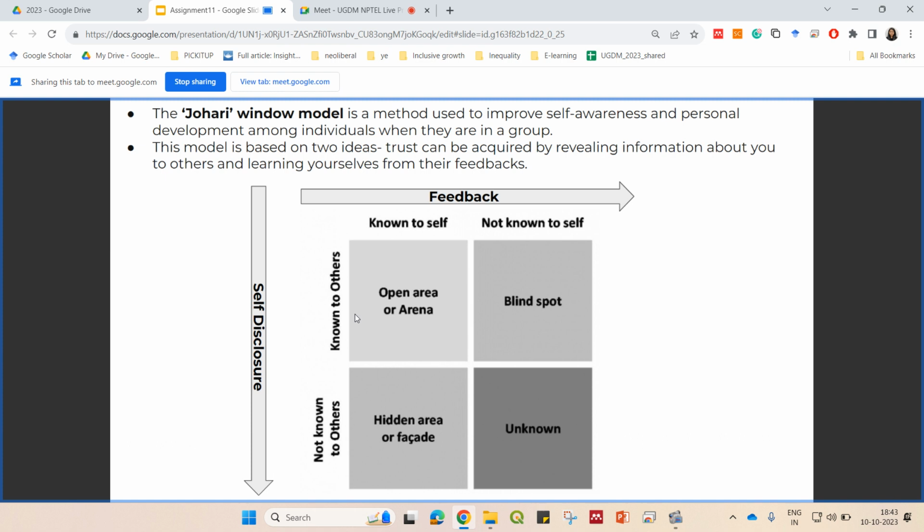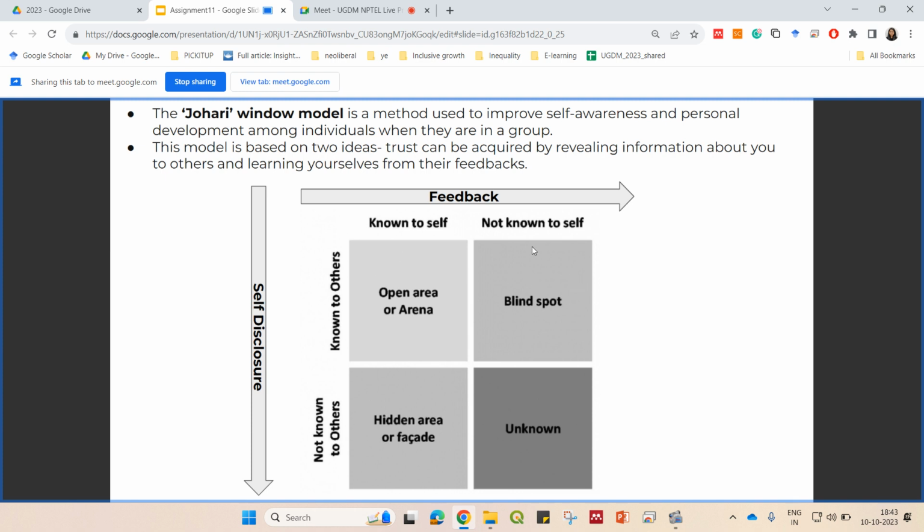People there trust you because you have disclosed information about yourself, so they feel more comfortable giving you feedback. They provide you a greater amount of feedback, and it becomes an open arena for discussion and collaboration because there is the most self-disclosure and the most feedback.